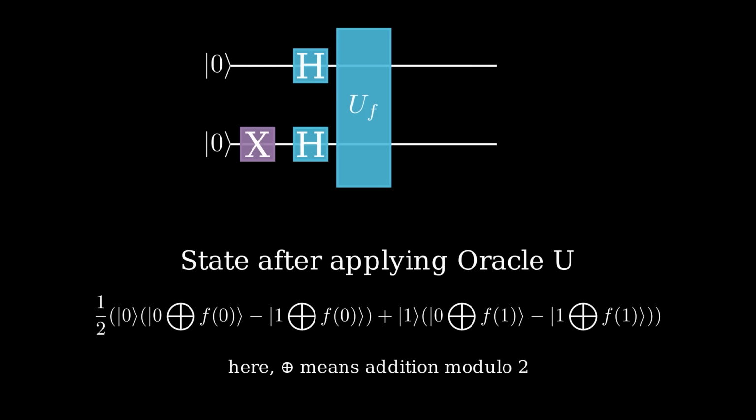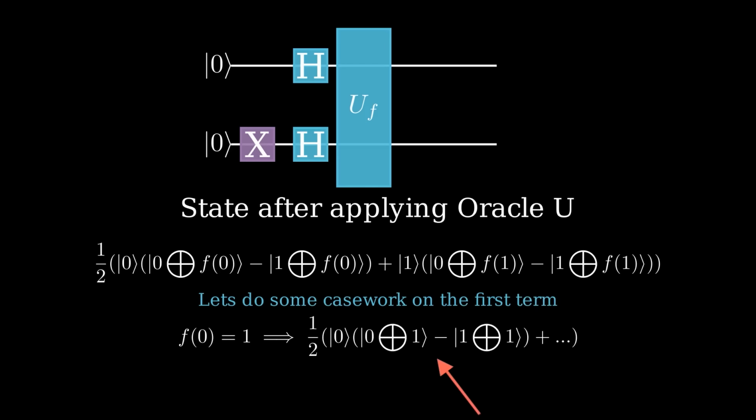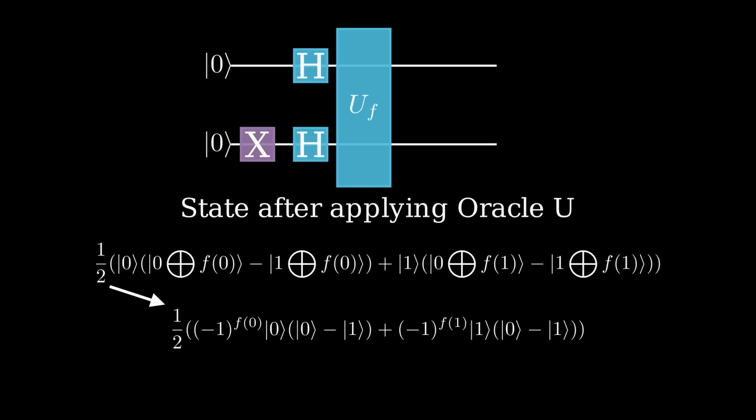Okay, don't worry, I'm going to explain what this means. Here, we can do some casework to get a better sense for what's going on. If f of 0 is 1, then we get the following, where our first term picks up a relative minus sign. If f of 0 is 0, then nothing happens. So, we can rewrite the state as follows to express this in some more compact math notation. This equation says the exact same thing as the equation before, only now we've re-expressed it. By doing a little bit more algebra, we get to the following state.